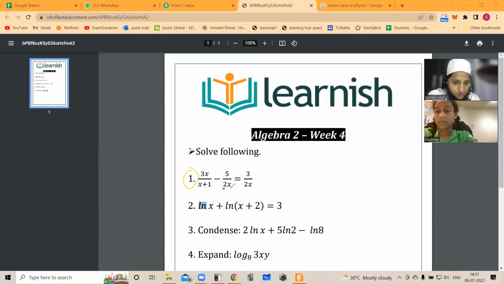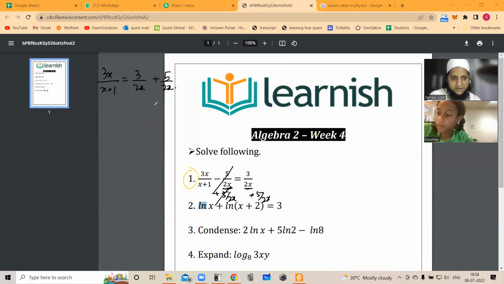I mean to say, there's 2x here and 2x here. Can't we take them together, like adding 5 over 2x to both sides? Oh yes. So that you'll have 3x over x plus 1 equals 3 over 2x plus 5 over 2x. Is that right? Yes. And then 2x is the same denominator on the right side, so we'll put 2x there, and 3 plus 5 is 8 over 2x, equal to 3x over x plus 1.